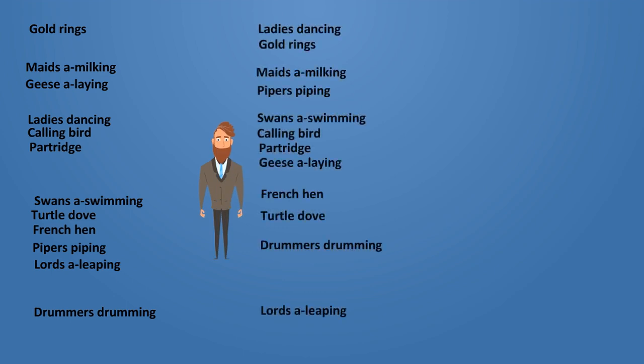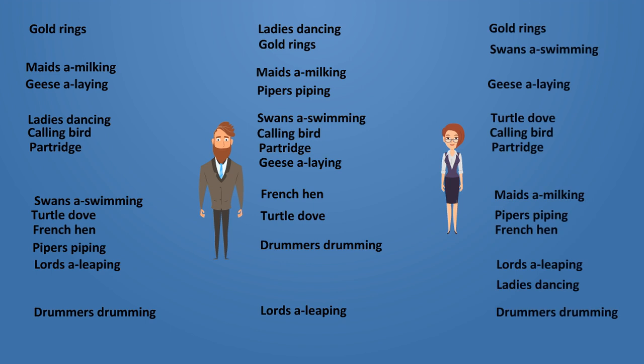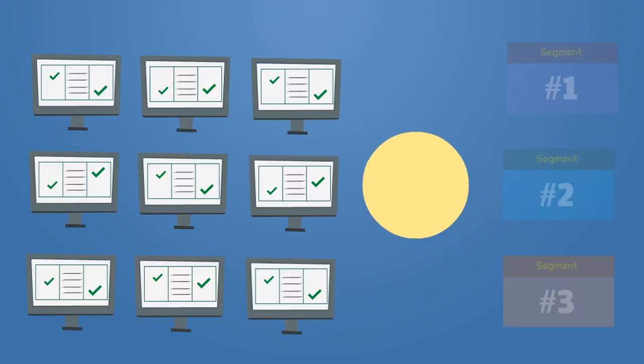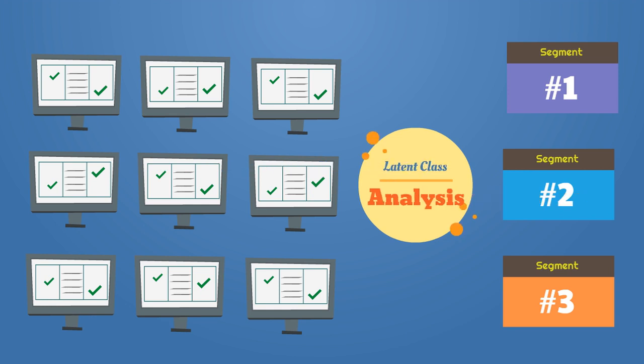What we often find, though, is that individual results can vary quite a bit. This respondent preferred ladies dancing most, while another respondent preferred swans a-swimming very highly. There's a segmentation methodology called latent class analysis, which assumes that customers' choice patterns in the MaxDiff questions can be grouped into distinct segments.